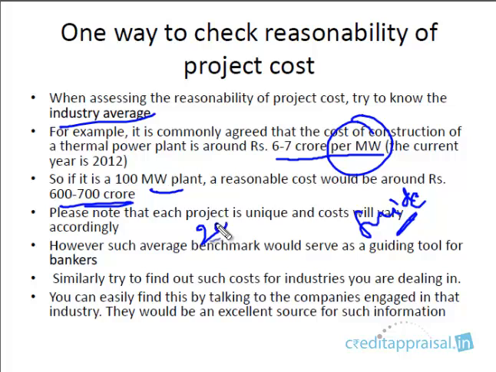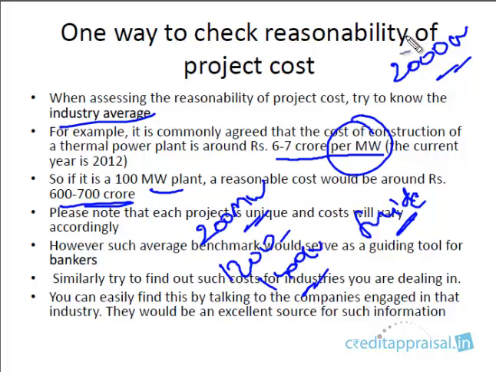So tomorrow if you get a proposal for a power plant of 200 megawatts, maybe the project cost is 2000 crores. You have this rough idea that per megawatt is going to cost 6 to 7 crores. So maybe this should cost around 1200 to 1400 crores. So why is this higher? Then you can drill deep and find out what is the reason for projecting a higher project cost.